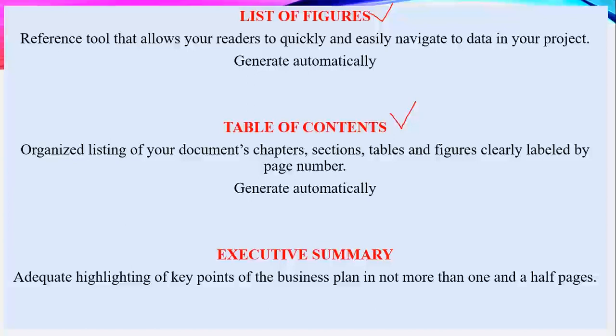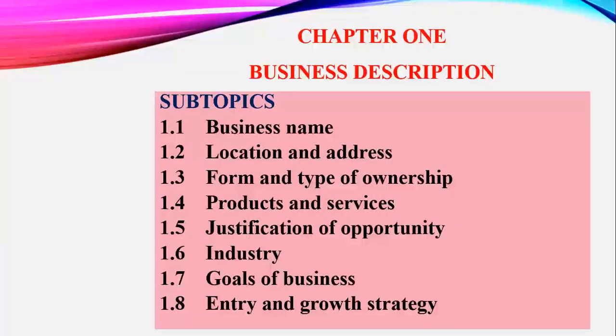And the last preliminary page is the executive summary. An executive summary is an adequate highlighting of key points of the business plan, which should not exceed 1.5 pages. This is where you summarize the whole document. And to note, an executive summary is written last. It is the last thing to write. Why? Because you're supposed to summarize the whole document. So after you're done with all the chapters, a business plan has 5 chapters, from chapter 1 to chapter 5, you need to summarize that in not more than 1.5 pages. And that is what you're calling an executive summary. So this should be the last thing that you write. So those are the preliminary pages in a business plan.